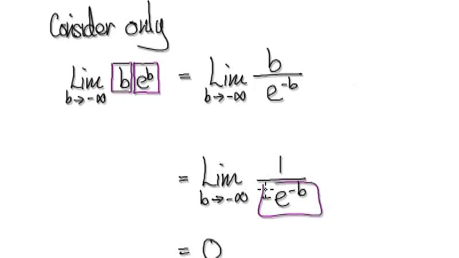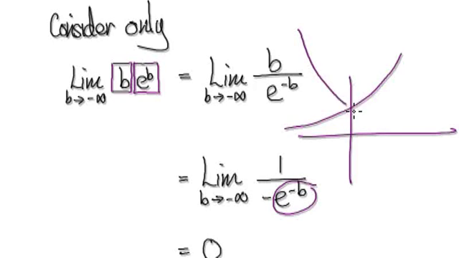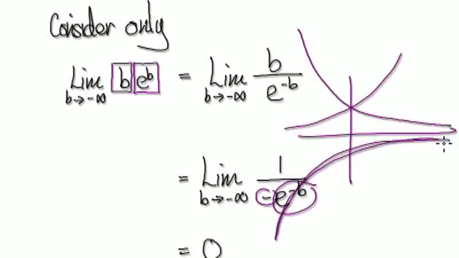So let's try and understand this bit here. E to the power of x looks like this. Hang on, bear with me. E to the power of x looks like this. Now e to the negative x will look like this. And then you've got a negative here. So a negative version would look like this. So this thing here would look like this.